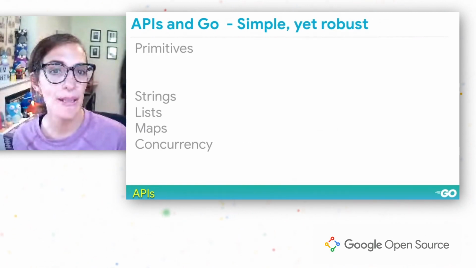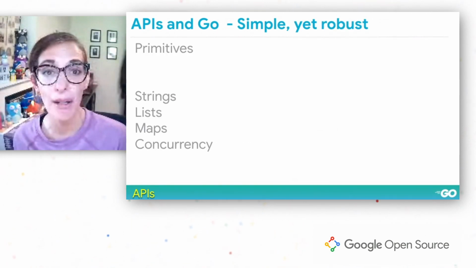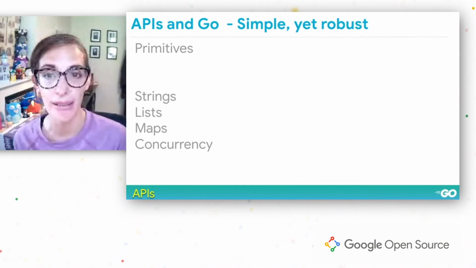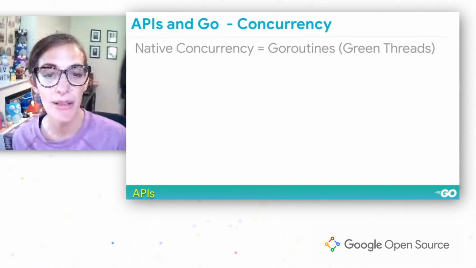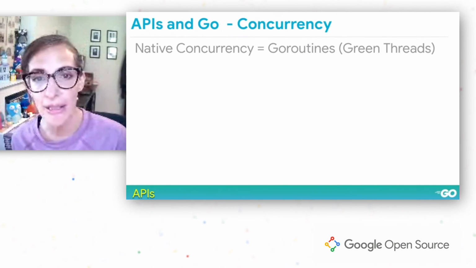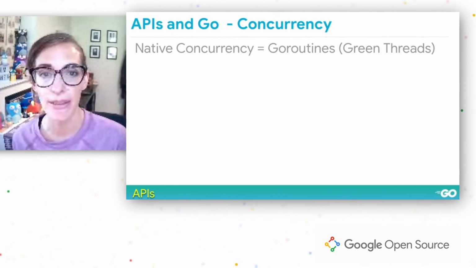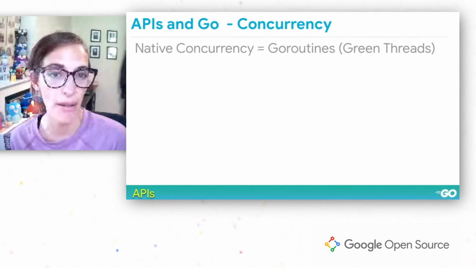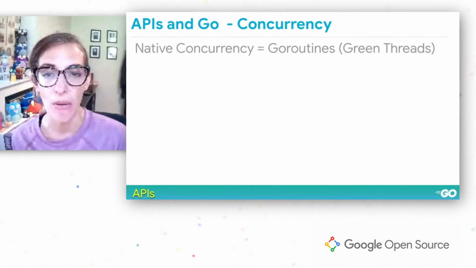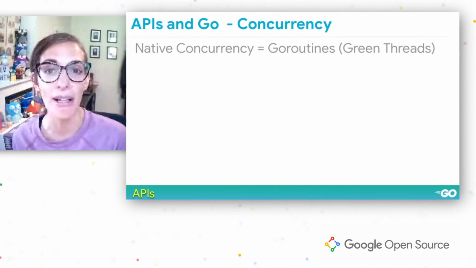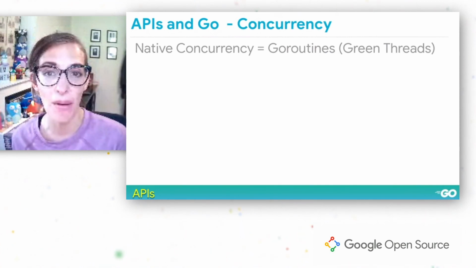For those of you interested in specifics, Go is simple yet robust for containing all the primitives you need for APIs, including strings, lists, maps, and concurrency. I'd like to focus on concurrency here. Concurrency describes the concept of running several tasks at the same time, and this can either happen in a time-shared manner or parallel if you have multiple cores. For APIs, concurrent programming is a very difficult subject, but in Go, we have concurrency built right in as a first-class feature of the language.